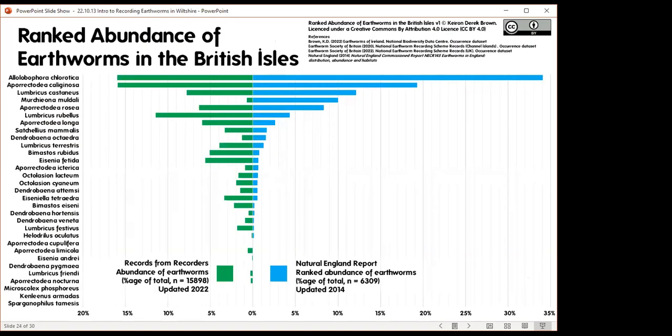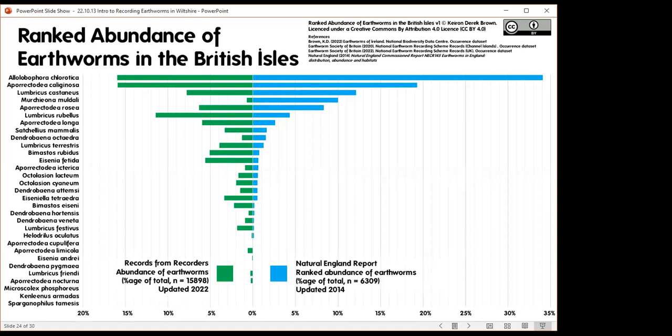So this image here shows you that Natural England report I mentioned. The data on the right is the research records that made up that Natural England report. And it's organized by the number of earthworms, the percentage of total number of earthworms, ordered by abundance. So the one at the top, you've got the most. And Allolobophora chlorotica there makes up over a third of all earthworms, according to that report that was released back in 2014.